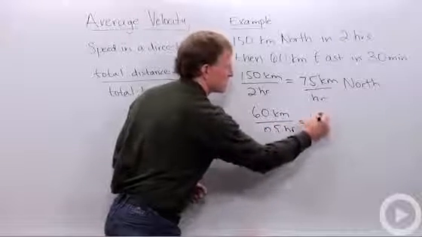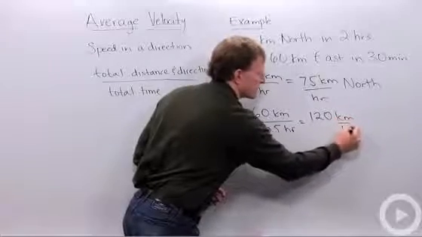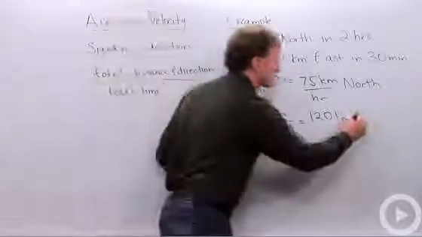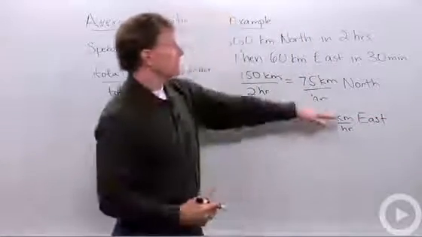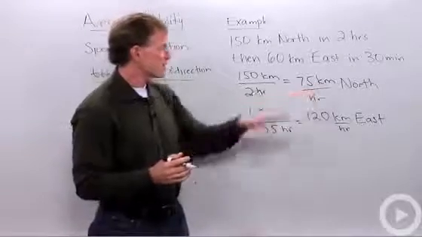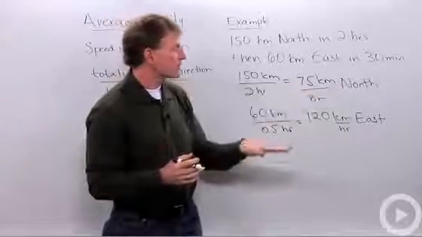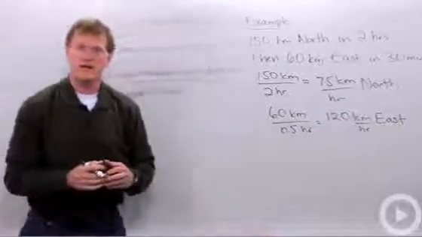That's going to equal 120 kilometers an hour. And in this case, that's east, which is a separate velocity than our initial velocity. So our answer here is we have 175 kilometers an hour north and then 120 kilometers east. And that's how we calculate average velocities.